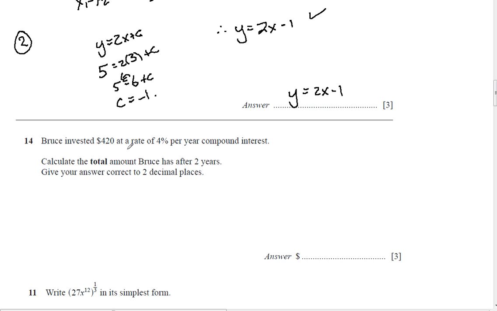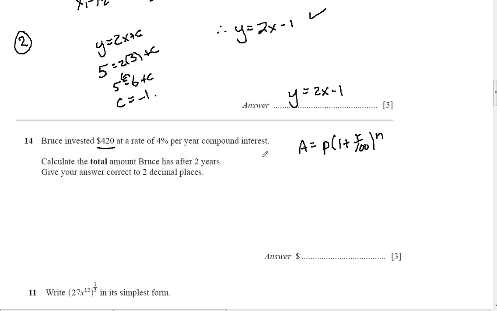Bruce invested $420 at a rate of 4% per year compound interest. The formula for compound interest is A = P(1 + r/100)^n. Calculate the amount Bruce has after 2 years, giving your answer correct to 2 decimal places. In compound interest, remember this formula will give you the total amount he has after the 2 years. So we don't have to do anything except put the values into this formula.